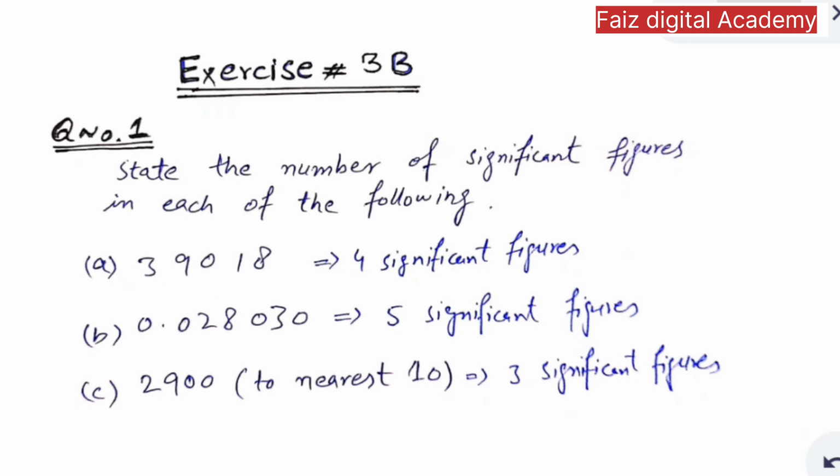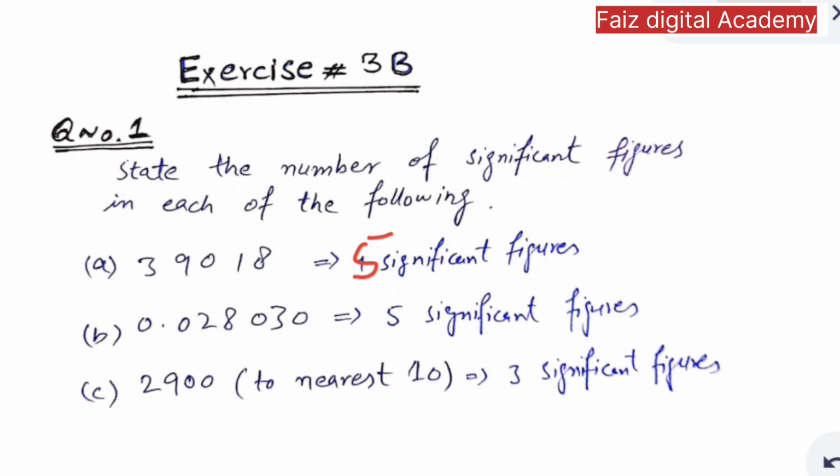In this question, the first rule is that the numbers which are non-zero are significant, and the zero which comes in between the non-zero significant numbers is also significant. So therefore all the digits are significant. Here 4 is mistakenly written. Actually they are 1, 2, 3, 4 and 5. So there are 5 significant figures.